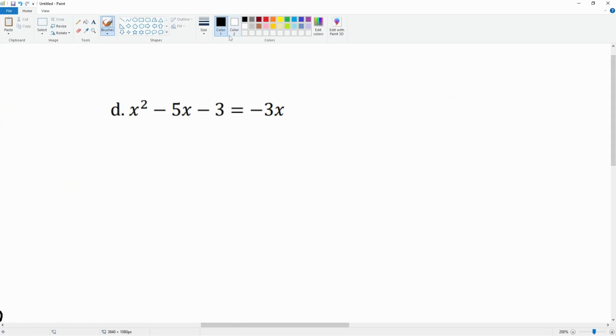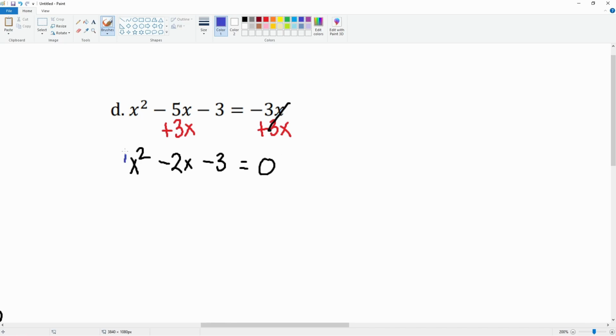Let's do D. Right now, it currently equals negative 3x. So how do we get rid of a negative 3x? Well, let's add 3x to both sides. On the left-hand side, we have to combine like terms. The negative 5x and the plus 3x becomes a negative 2x. Nothing else happens. Bring down the x squared, bring down the minus 3, bring down the equal sign. And the right-hand side does cancel, leaving you with just a 0.